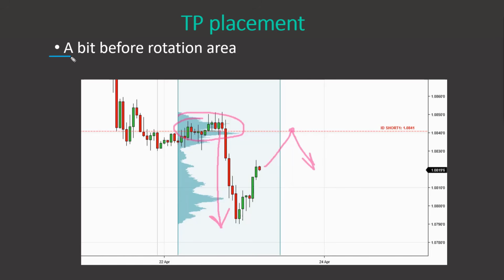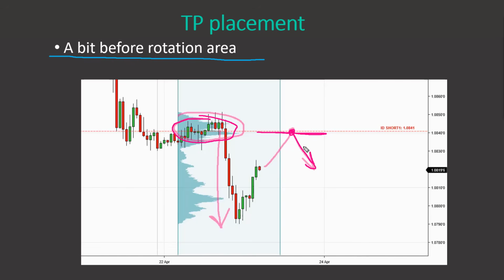Where you want to place your take profit is a bit before the rotation area. Now, what you see before you is the same picture as before, only in this case I took the picture a couple of hours before the first picture which I showed you. This is a picture from a video I made in my members area, making that prediction of going short from that rotation with those volumes being accumulated here.